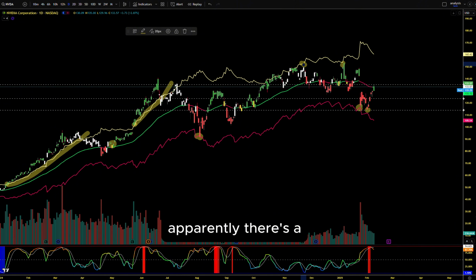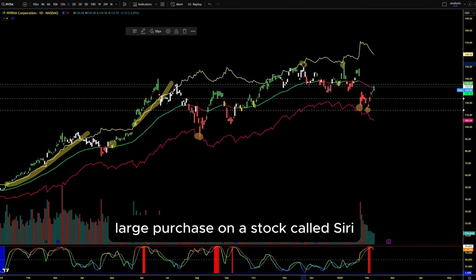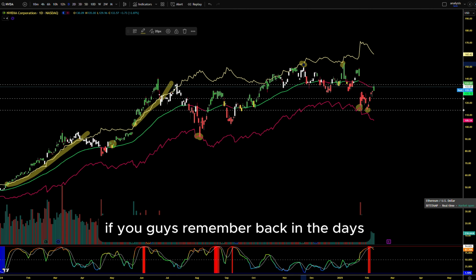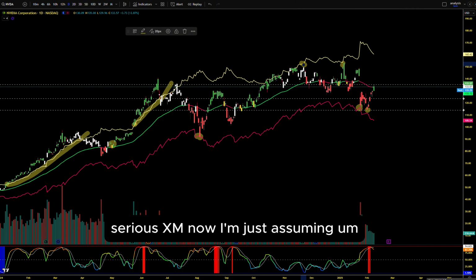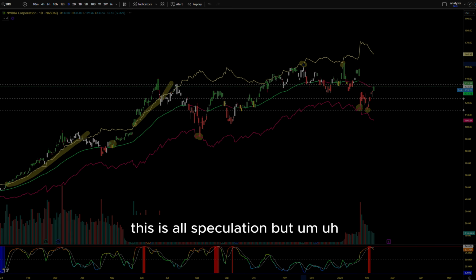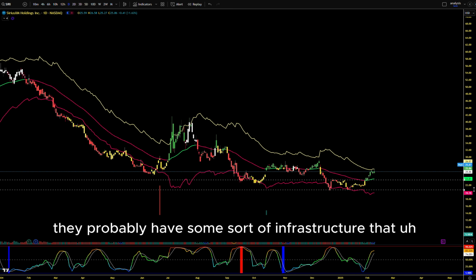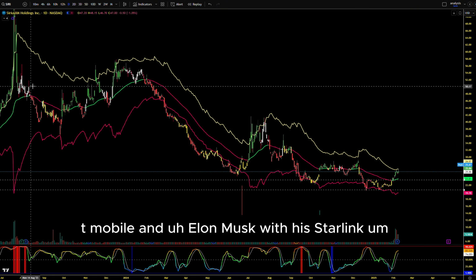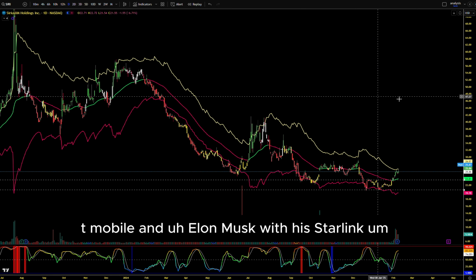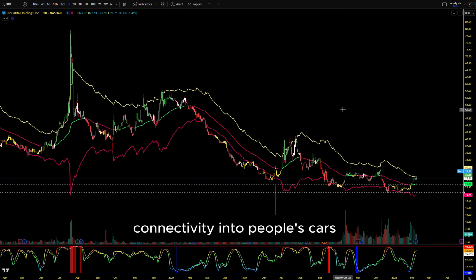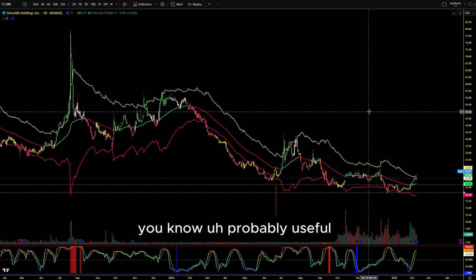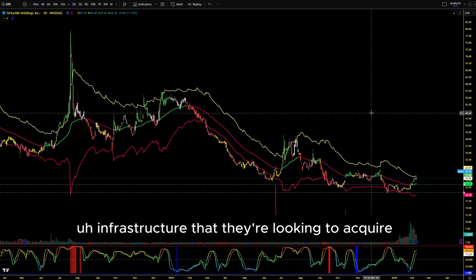So apparently, something came out that Warren Buffett made a large purchase on a stock called Siri. If you guys remember back in the days, there was a satellite radio company called Sirius XM. Now I'm just assuming, this is all speculation, but they probably have some sort of infrastructure that T-Mobile and Elon Musk with his Starlink could probably find useful. They also have the ability to get that satellite connectivity into people's cars. So there's a lot of probably useful infrastructure that they're looking to acquire.